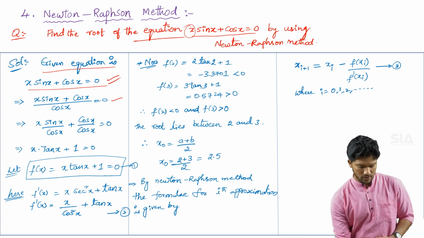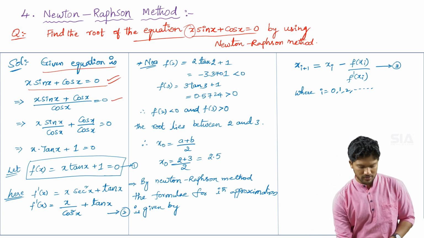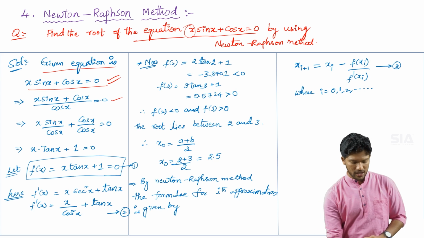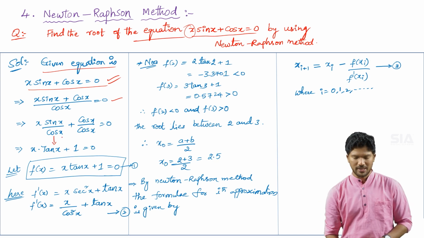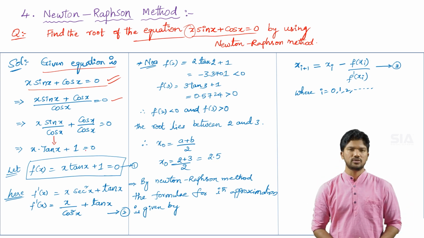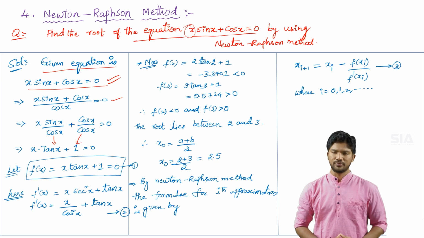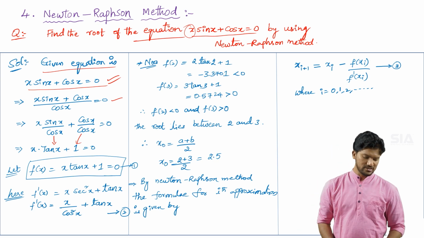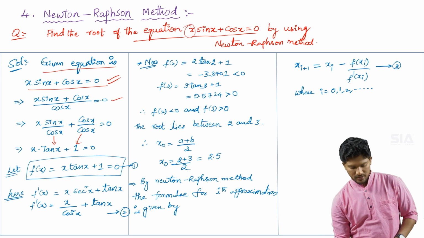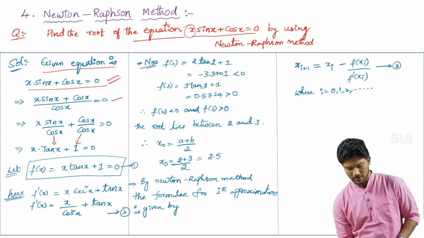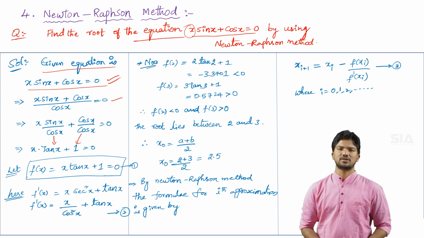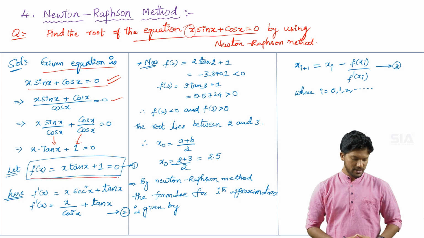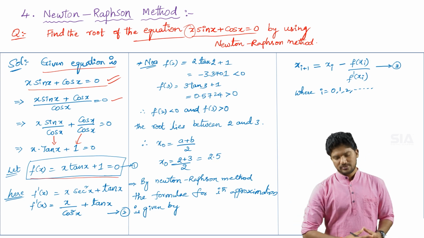You know very well sin x by cos x is equal to tan x, and cos by cos will get cancelled, then you will get plus 1 is equal to 0. So x into tan x plus 1 is equal to 0. The given equation we converted into tan, so that is also a transcendental equation. Therefore f of x is equal to x tan x plus 1 is equal to 0 is the given equation.